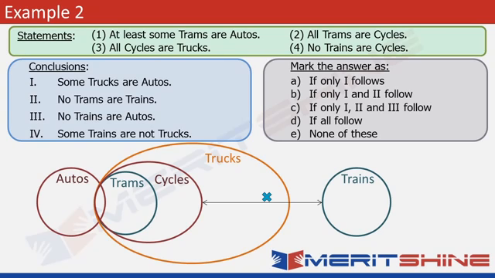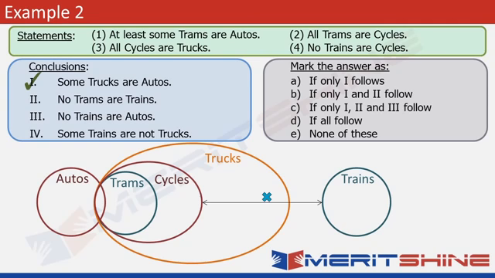You should always remember the purpose of drawing these Venn diagrams. There is just one purpose. If you draw this, you should be able to tell visually whatever is written in the statements. This is it. So it becomes easier for us to process the information. Look at the conclusions now. Number 1. Some trucks are autos. Yes, we can see the overlap, so it follows.